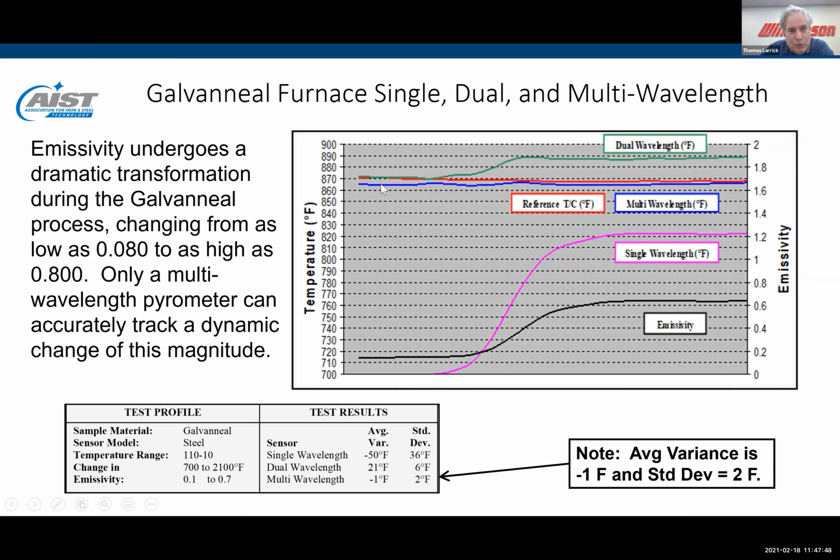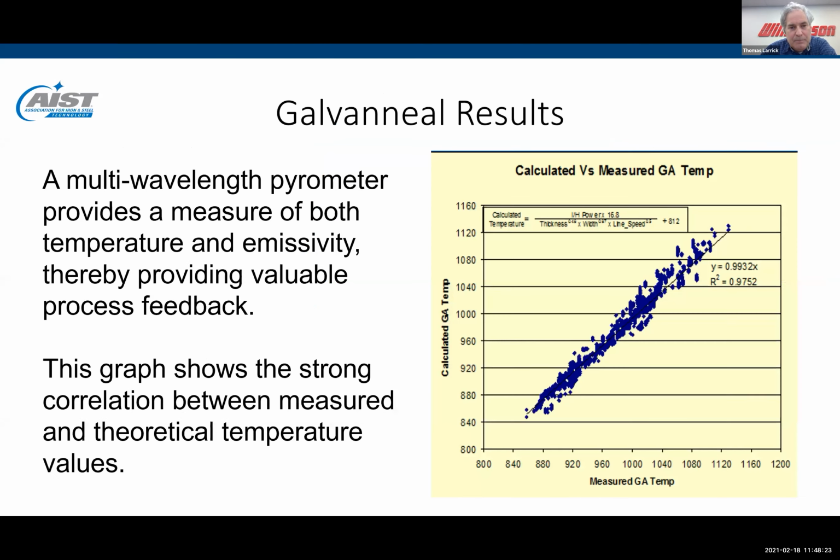As you can see, even viewing completely through the transition phase, the average variance for the multi-wavelength reading compared to an embedded thermocouple in this offline test was a 1 degree difference Fahrenheit. And the standard deviation was only 2 degrees Fahrenheit. So for the galvanneal furnace, we do recommend the multi-wavelength technology. It will produce an accurate measure of temperature before the freeze line, after the freeze line, regardless of the position of measurement.